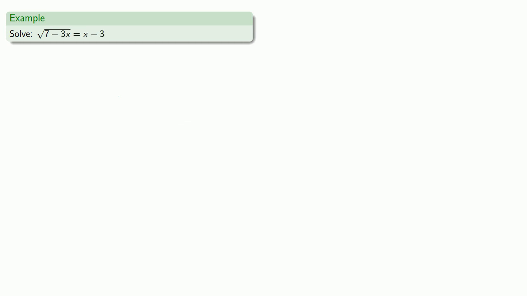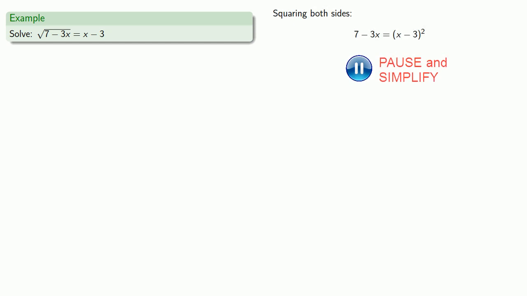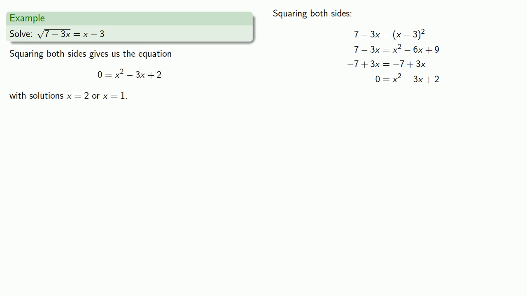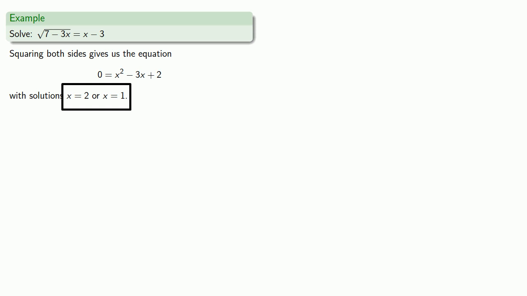Or we could take a look at another example. This is already in the form square root equals, so we'll square both sides. And we'll solve this somehow. And remember, if you don't write it down, it doesn't exist. So let's summarize what we've done so far. And of course, we'll circle our answer. And because we did this, our answer is completely wrong.